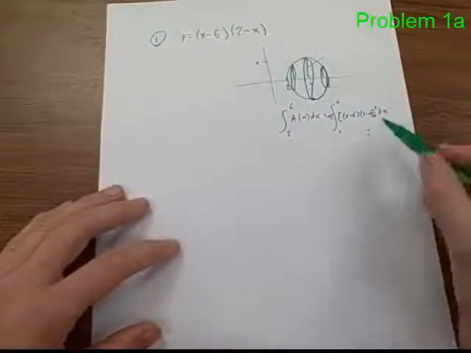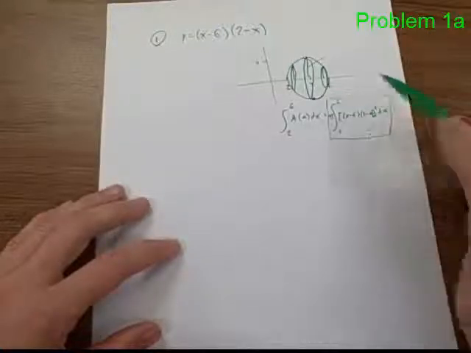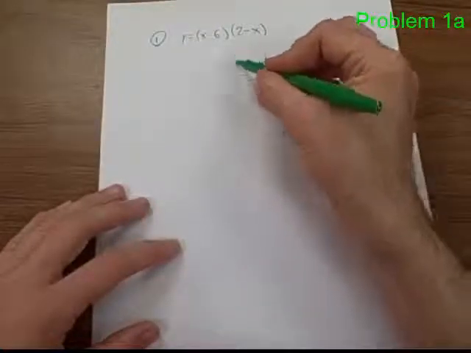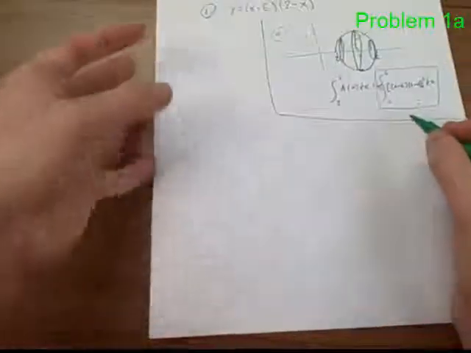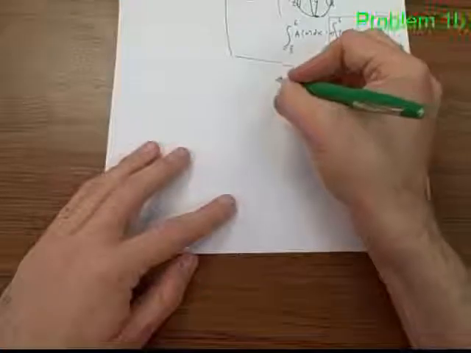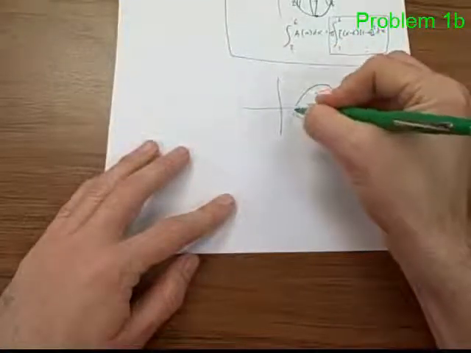You should finish by evaluating this integral, but I am not. I'm just going to take you as far as the integrals. Alright, so that's part A. Part B. Let's start with the same setup. So we've got the parabola that goes from 2 to 6.